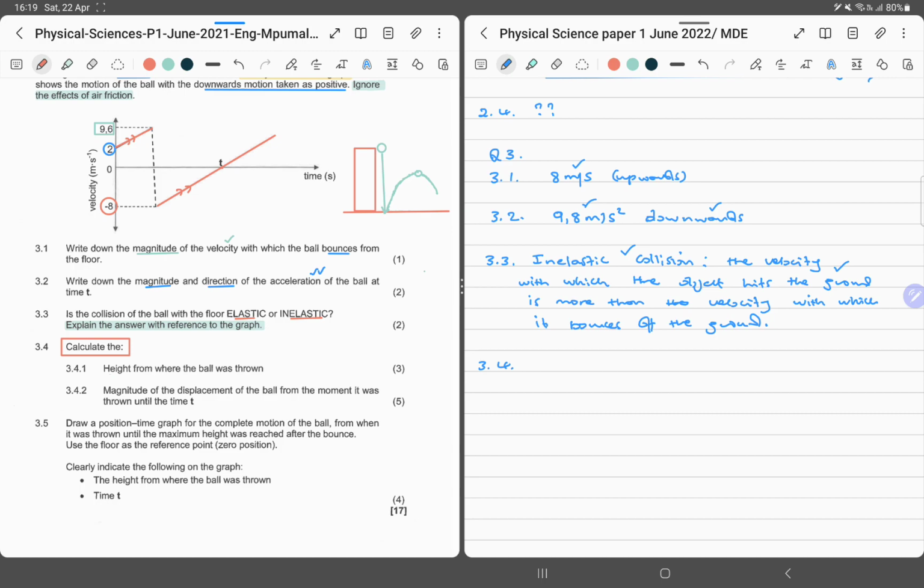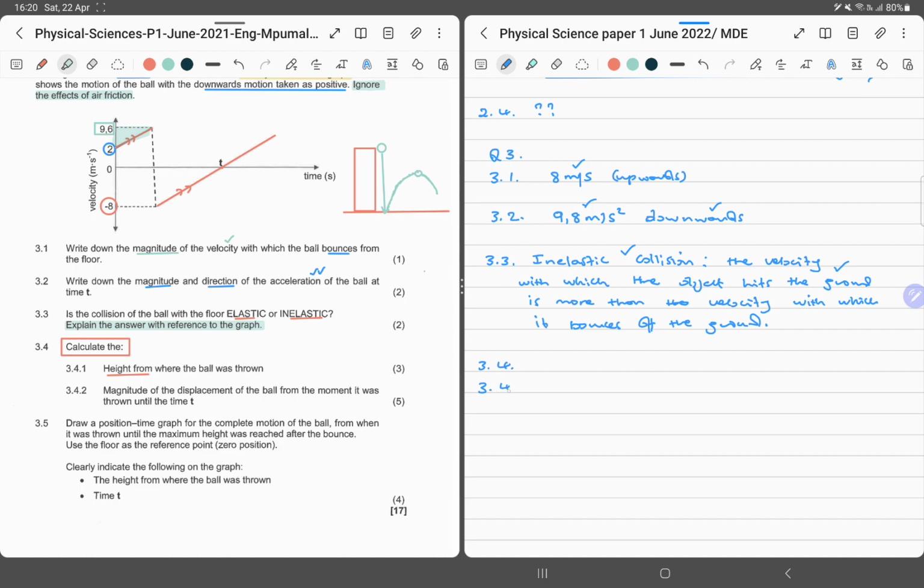Okay, the height from where the ball was thrown. So we want that height. This one is easy because we just want to focus on this portion of our triangle, and nothing else, because that area will give us the height. You can use the triangle if you like, but I'll just use equations of motion because nobody dictated how we're going to do this.